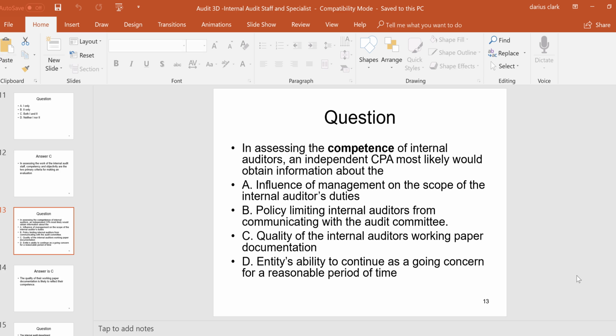We're assessing competence in this question. A talks about management and the influence of management on the internal auditor's duties. That's objectivity, letter A. So that's important, but not to assess their competence. Better to go with C here. If we want to assess their competence, we want to know about the quality of the internal auditor's working paper documentation. Good. So this is a good example of a typical audit question where the wrong answers are right for a slightly different question, but wrong for this question.